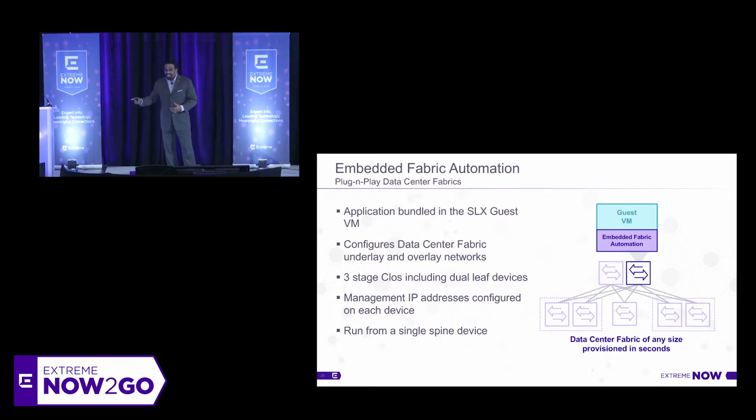Again, Ed talked about in his previous one about 11 times faster with automation in the campus space. You can see the magnitude of speed that you get with this embedded fabric automation in the data center. Now, this can be demonstrated outside at the demonstration booths. We have that up and going. So if you're very interested, go to the demo booth for the data center.